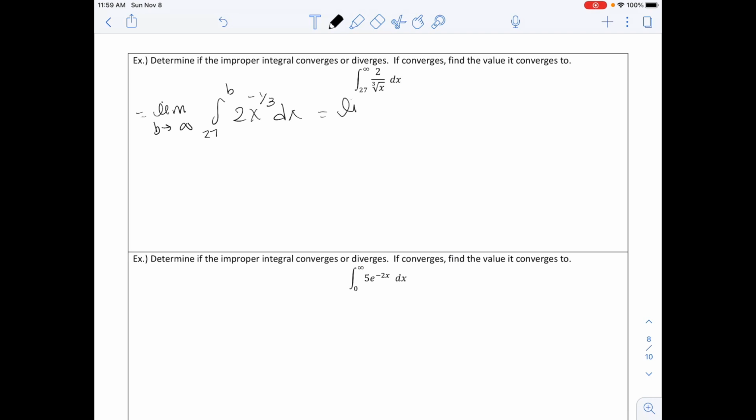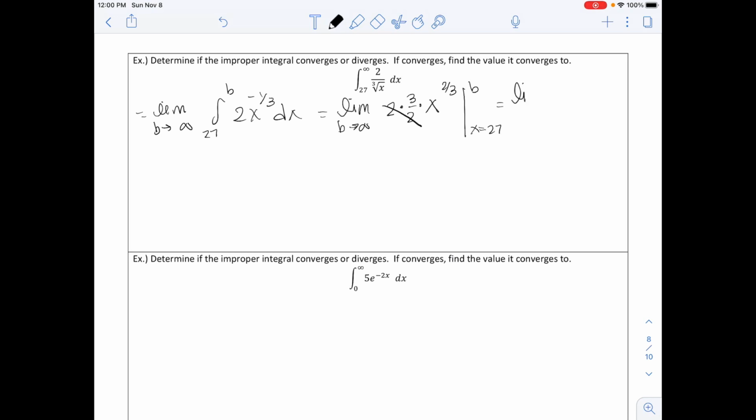From here, I'm going to leave my limit, not evaluating the limit yet, and then actually integrate using the power rule. So I have a 2 out in front. I'm going to add 1 to my exponent. When I do that, I add 1 to negative 1/3, and I get 2/3. And then I'm going to divide by that same value, which is the same as multiplying by the reciprocal, which would be 3/2. So the reciprocal of 2/3 is 3/2. Again, feel free to write it the other way and then have that extra step in there. We are going to be evaluating this from x equals 27 to b. My 2's are going to cancel here.